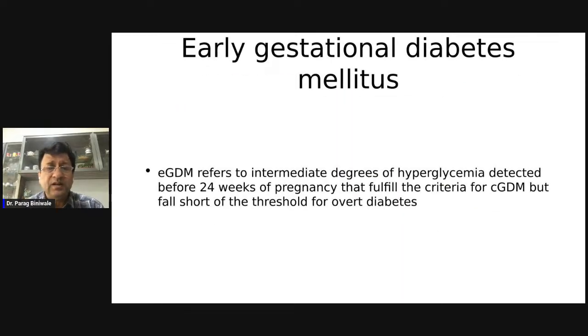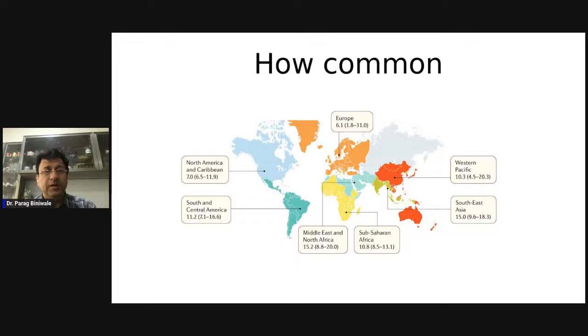What is exactly early gestational diabetes? Now, typically, we say that whenever there is hyperglycemia after 24 weeks, we traditionally label it as gestational diabetes mellitus. But whenever we diagnose gestational diabetes before 24 weeks, and it fulfills the criteria, we say that it is early gestational diabetes. Of course, we have to rule out overt diabetes in these women.